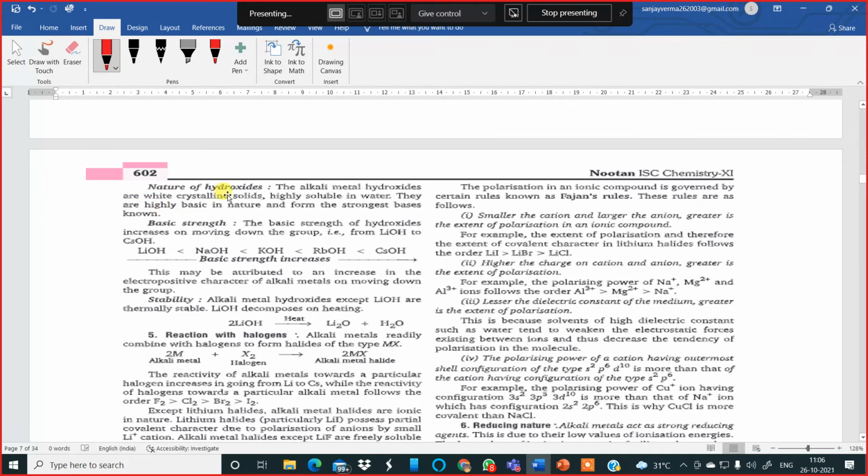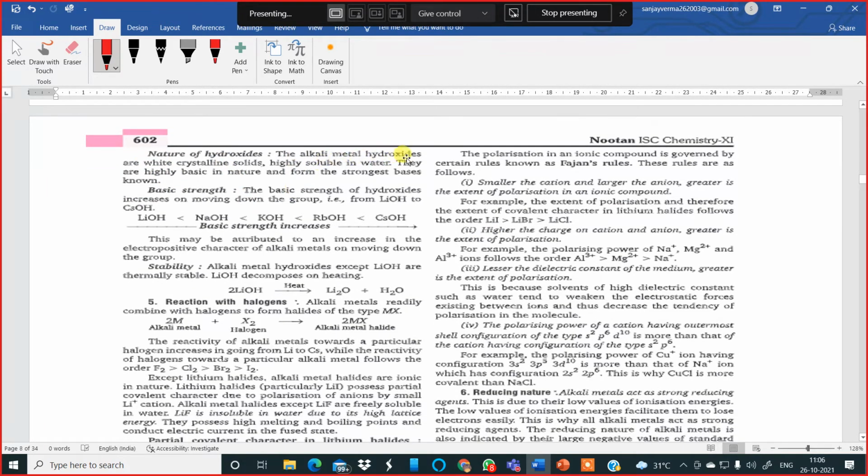Coming to the nature of hydroxides on page 602, the alkali metal hydroxides are white crystalline solids. Please remember this, underline it also. They are highly soluble in water. They are highly basic in nature and form the strongest bases known. So basic strength increases if you move from lithium hydroxide to cesium hydroxide.